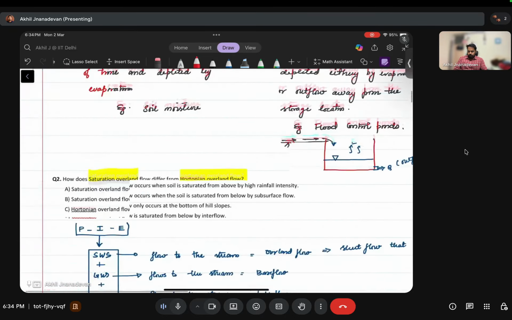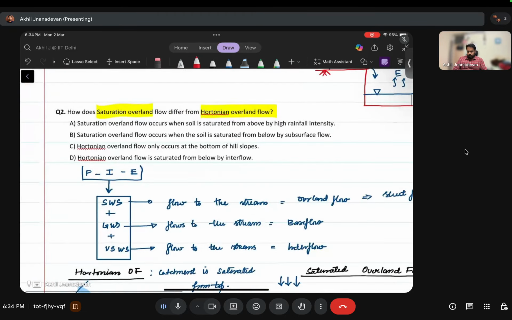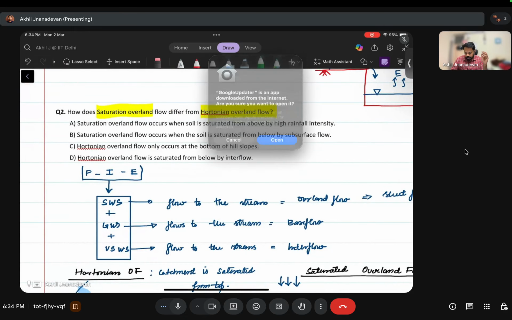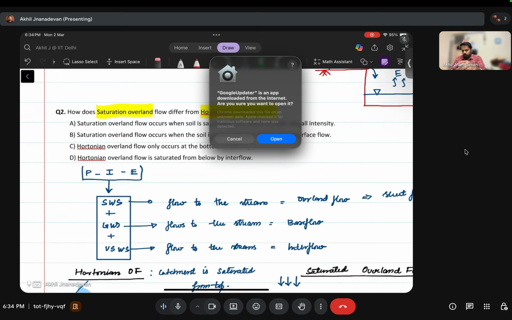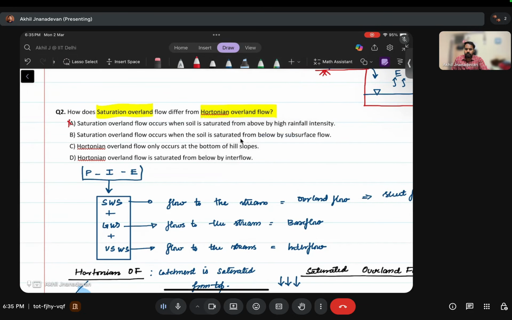So now we can come back to the question. How does saturated overland flow differ from Hortonian overland flow? So we can see the options. Saturated overland flow occurs when soil is saturated from above by the rainfall intensity. That is nothing but the definition of Hortonian overland flow, right? So this is wrong. Saturation overland flow occurs when the soil is saturated from below by the subsurface flow. Right, so that is the correct option.